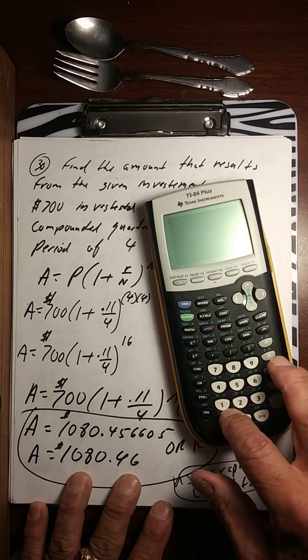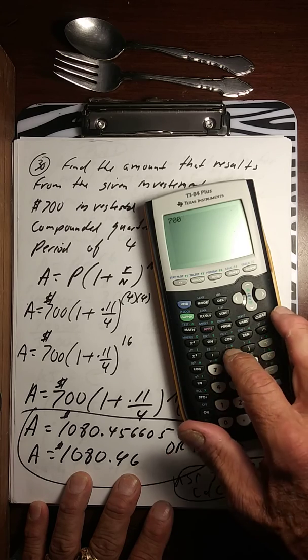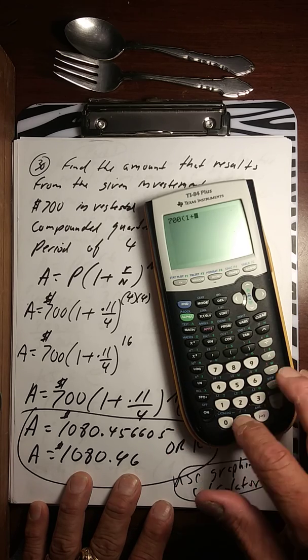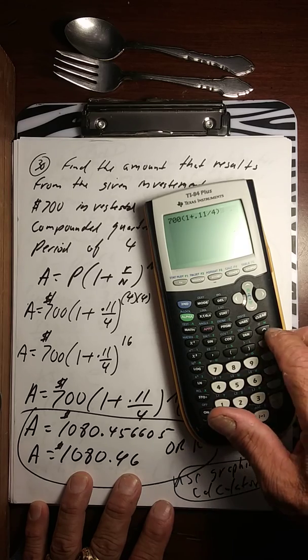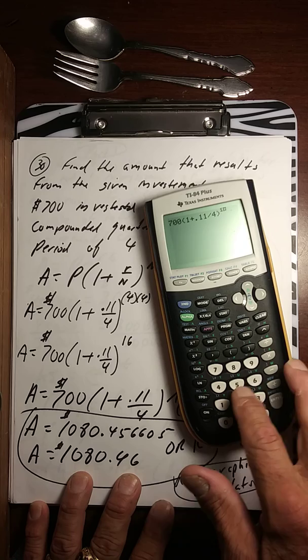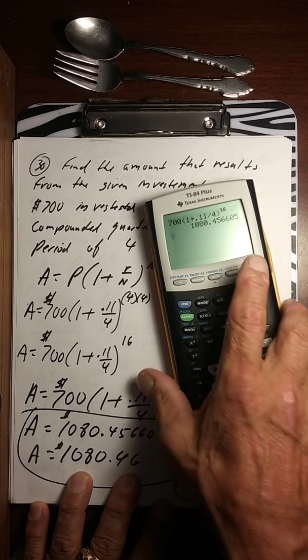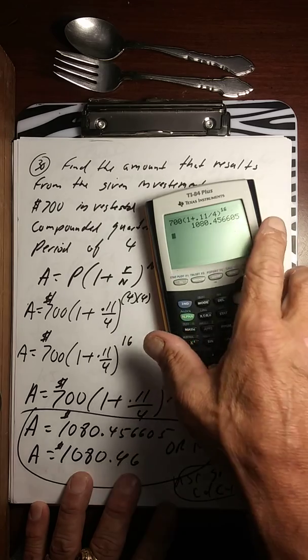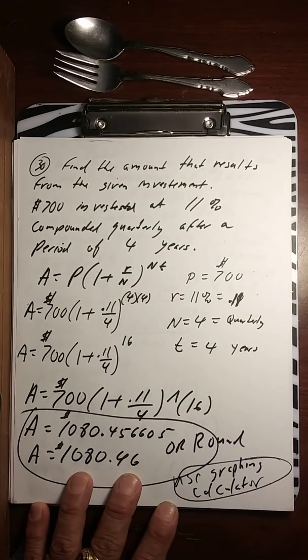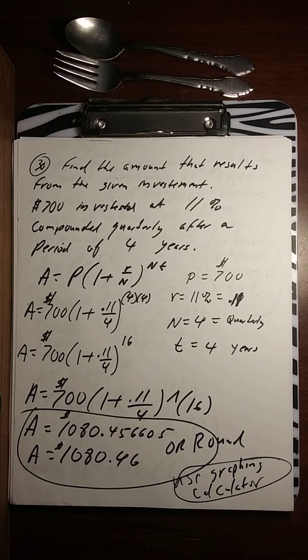Let's go. 700 parentheses 1 plus 0.11 divided by 4 to the power of 16. Let's see, hopefully my numbers are right. I got 1080.456 and other numbers. Yes. Alright, so now, you can round it off to this.